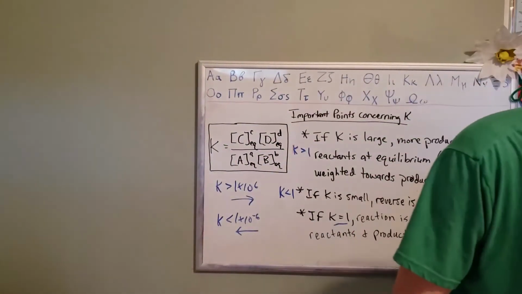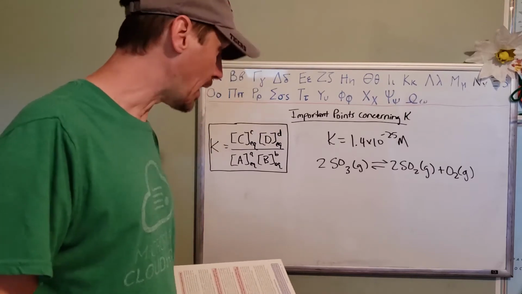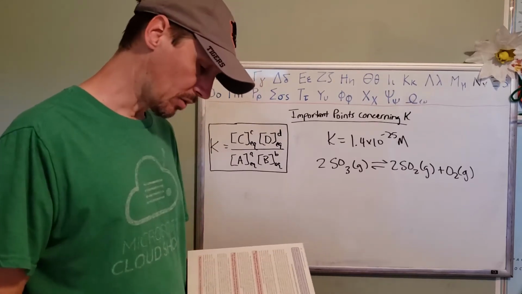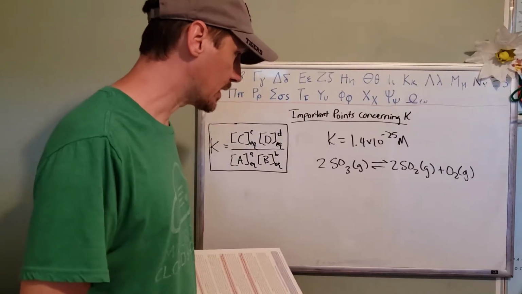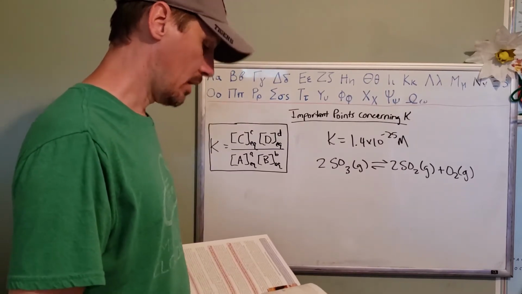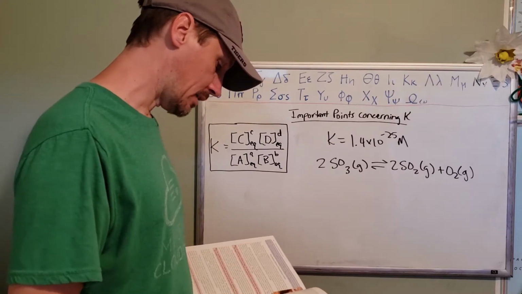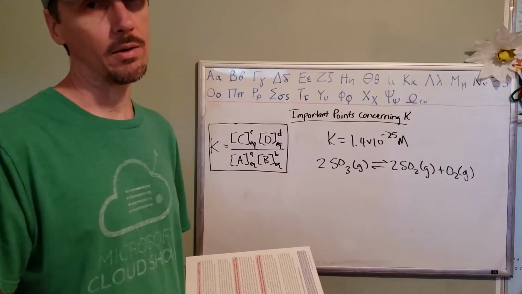Page 489, example 16.2. And this problem reads, the following reaction has an equilibrium constant of 1.4 times 10 to the negative 25 molarity at 25 degrees Celsius. The equilibrium reaction is 2SO3, which is a gas, and then we have the equilibrium reaction symbol there. That's the reactant. The products are 2SO2, which is a gas, plus O2, which is a gas. It says, how can this be written as a one-way reaction?